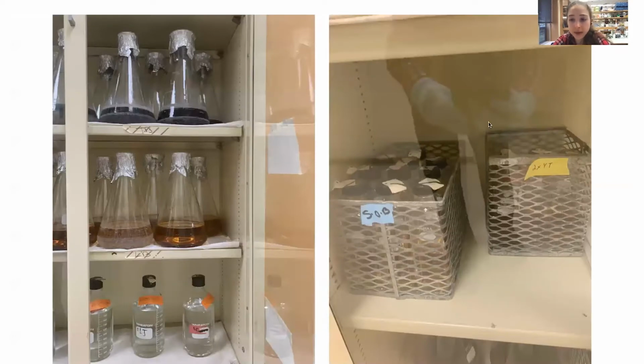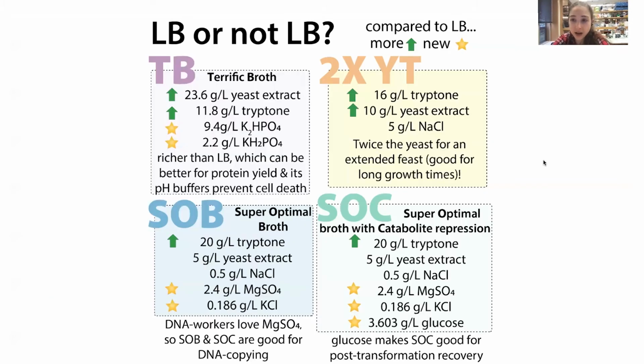Another type of media that we have is this 2 times YT. So that's 2 times the yeast and more tryptone as well. So this has yeast and it has tryptone. And so this is good for long growth times. So it allows for extensive growth because you have more of this stuff to allow you to grow longer. So these can be really good for some protein cases. I'm not saying that they can only be used for protein cases, but you want different things when you want the bacteria to be focused on making DNA.